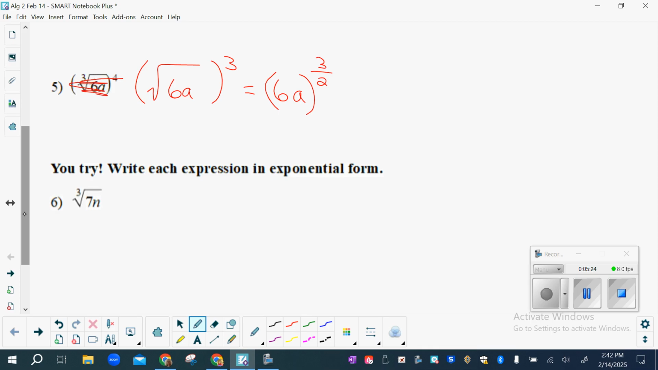Okay, everybody I saw had it written correctly. 7N, parentheses around the 7N, exponent 1/3. Okay, on to the next ones.